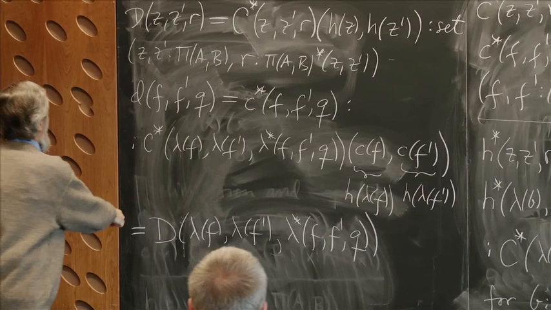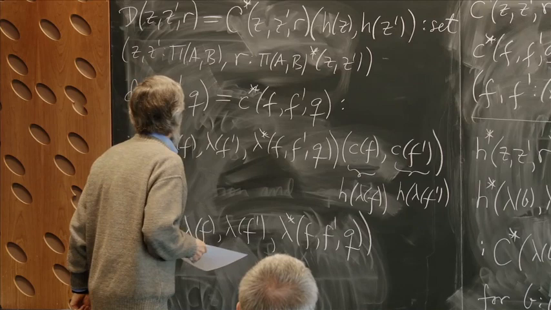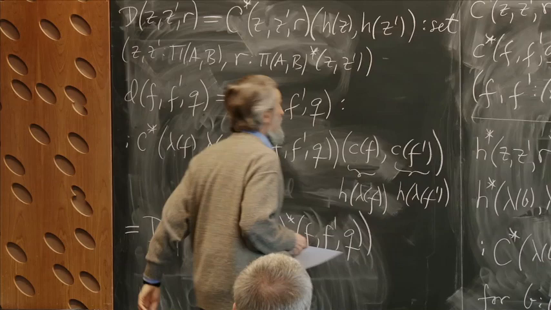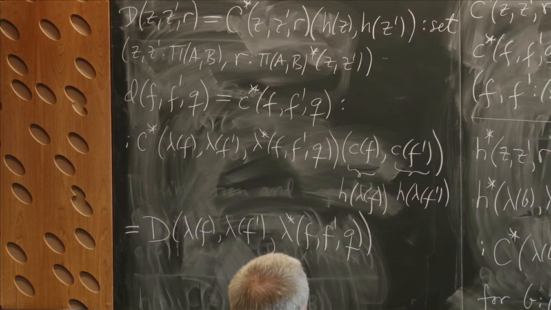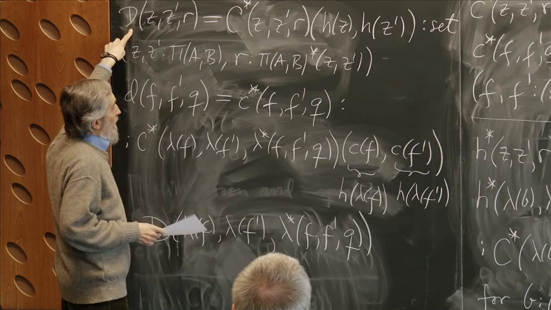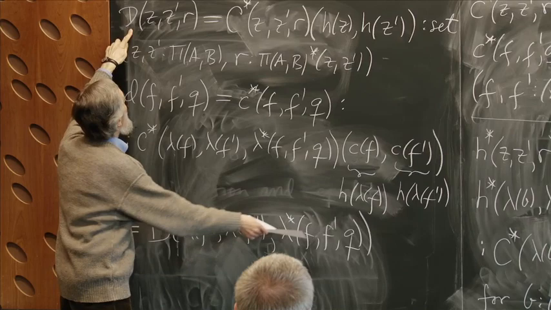And I won't write out the context here, it's not necessary. So let's check this. The typing of this is already done. So it has to do with how we have defined capital D. It's up here. So that's the definition of the choice of capital D. And now we apply capital D to these three arguments.